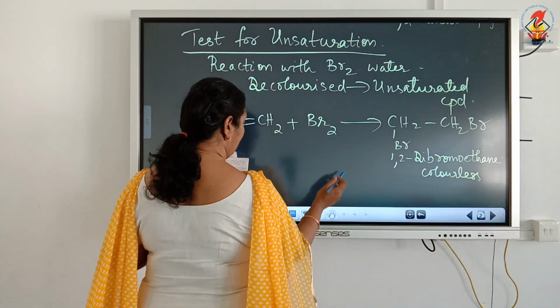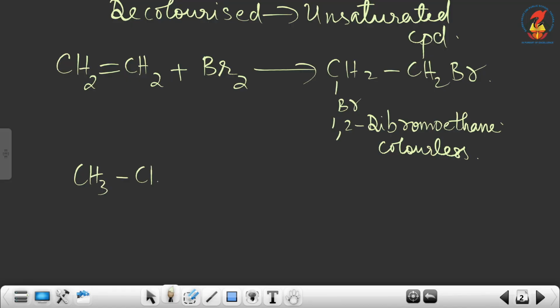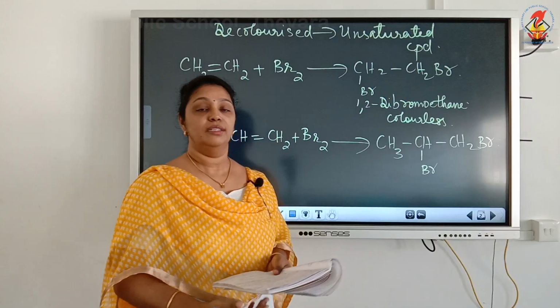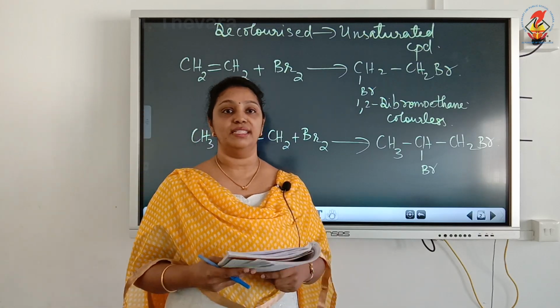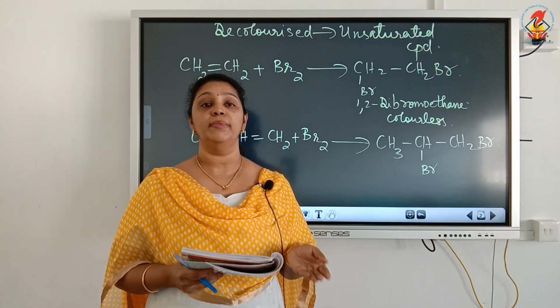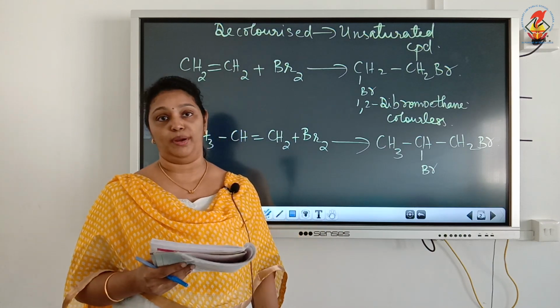Now, next I can write an example with propene. CH3 CH double bond CH2 plus Br2. Double bond breaks and bromine adds to double bonded carbon. So CH3 single bond CHBr single bond CH2Br. This is 1,2-dibromopropane. So this is a test for unsaturation, that is reaction of the compound with bromine water. If the bromine water gets decolorized, then we say that it's an unsaturated compound.